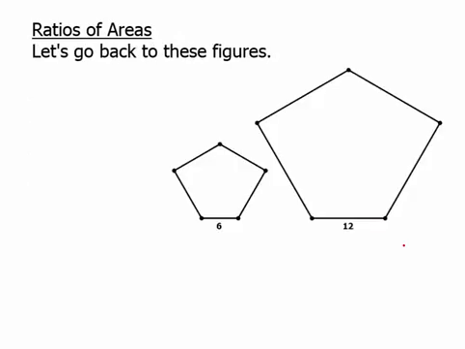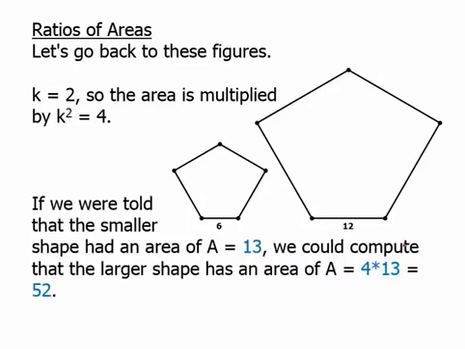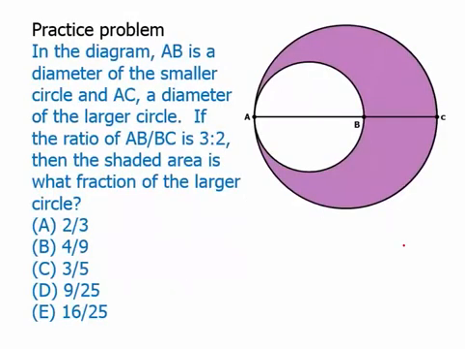So let's go back to these figures. These are regular pentagons. We know that the scale factor is 2, so the area is multiplied by k squared, which is 4. If we are told that the smaller shape had an area 13, we could compute that the larger shape would have an area 4 times 13, which is 52. Here's a practice problem. Pause the video and then we'll talk about this.